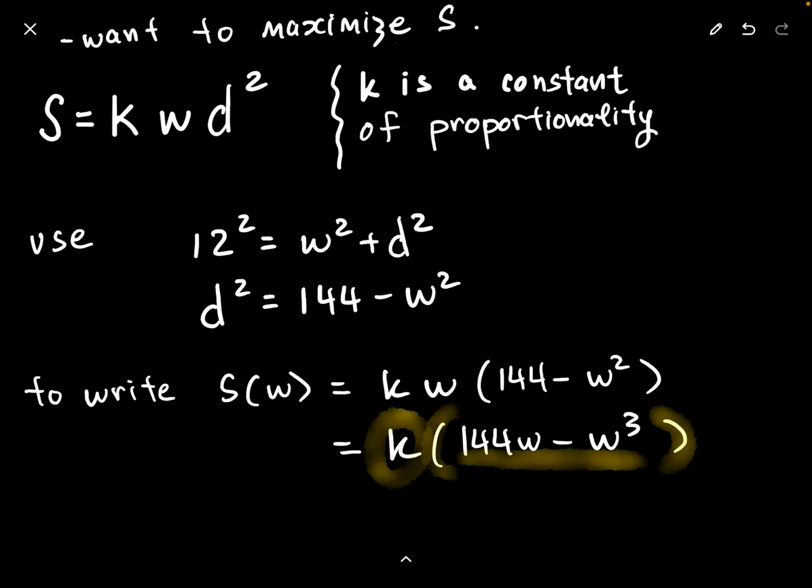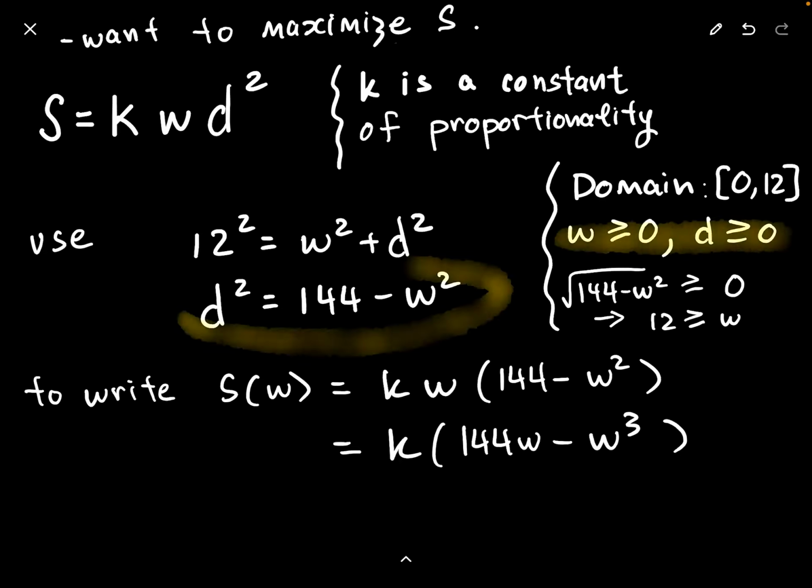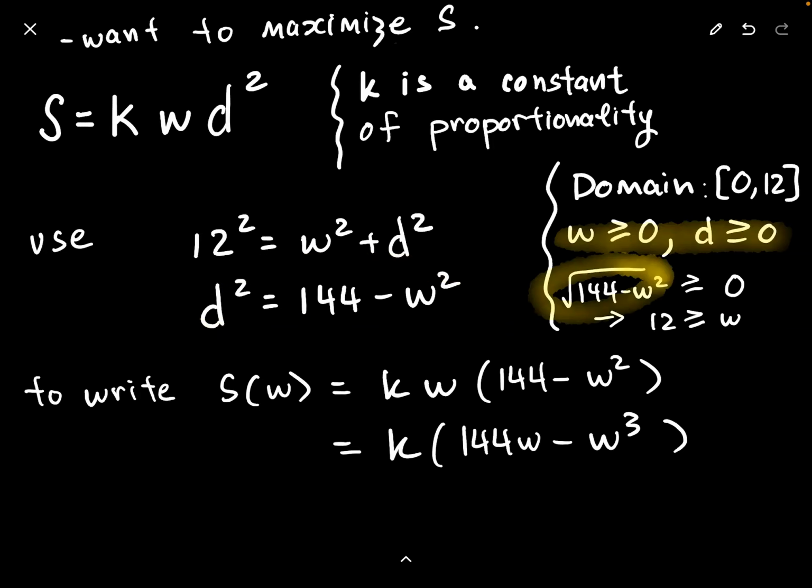For the beam, both the width and the depth must be greater than or equal to 0. If we isolate for d from this formula with d squared, d is equal to the square root of 144 minus w squared, and that must be greater than or equal to 0. So w squared must be less than or equal to 144, so w must be less than or equal to 12. So the domain will be from 0 to 12.